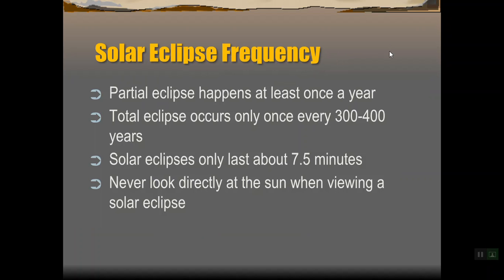Partial solar eclipses happen at least once a year, but total solar eclipses are much more rare. Solar eclipses are not safe to look at. You should never look directly at the sun without special glasses, and solar eclipses only last about 7.5 minutes.